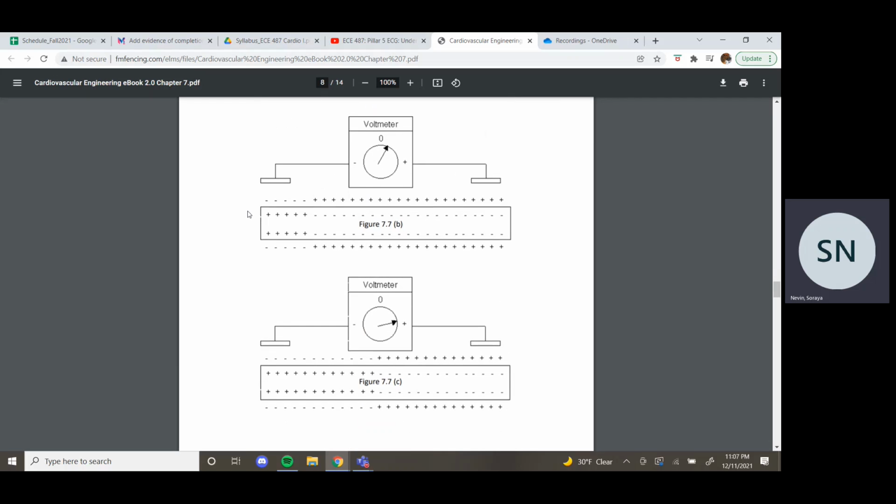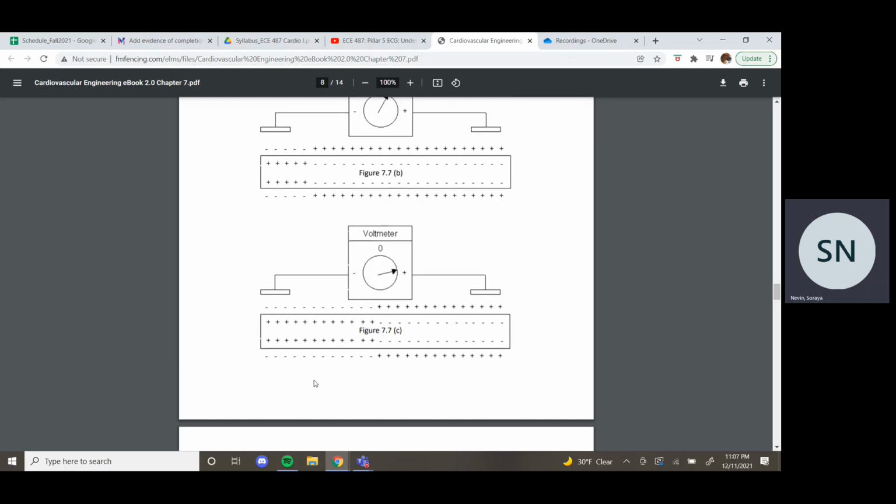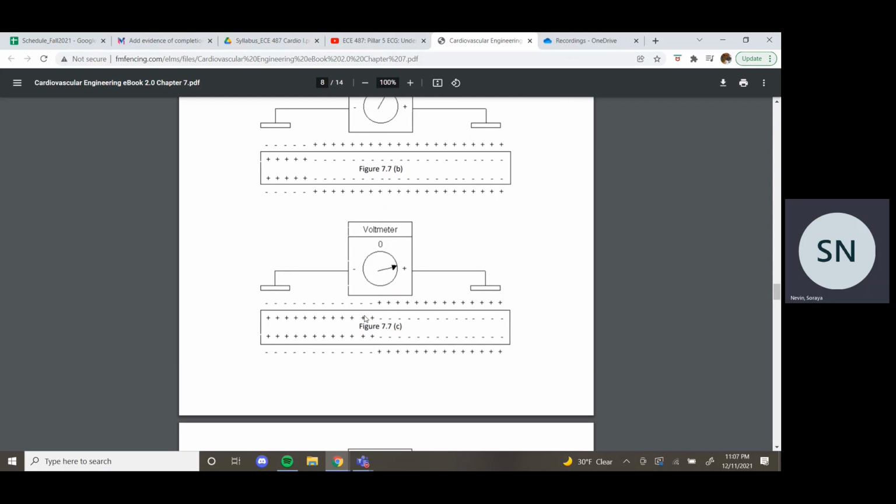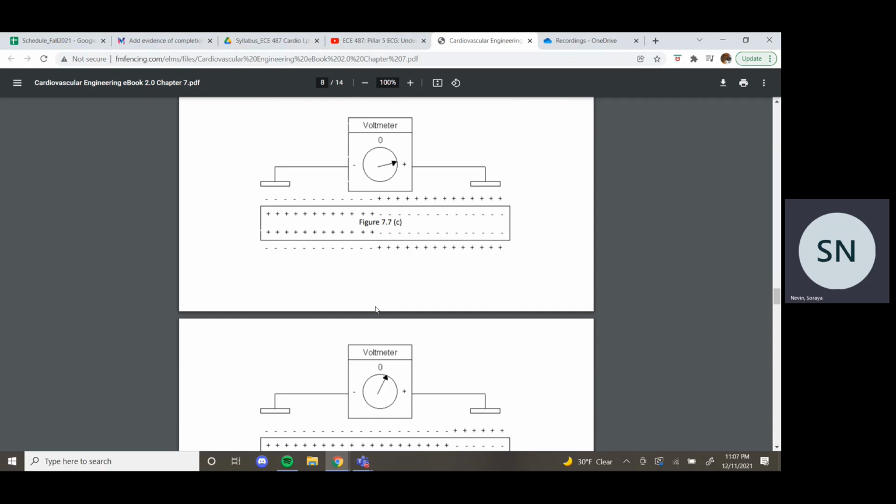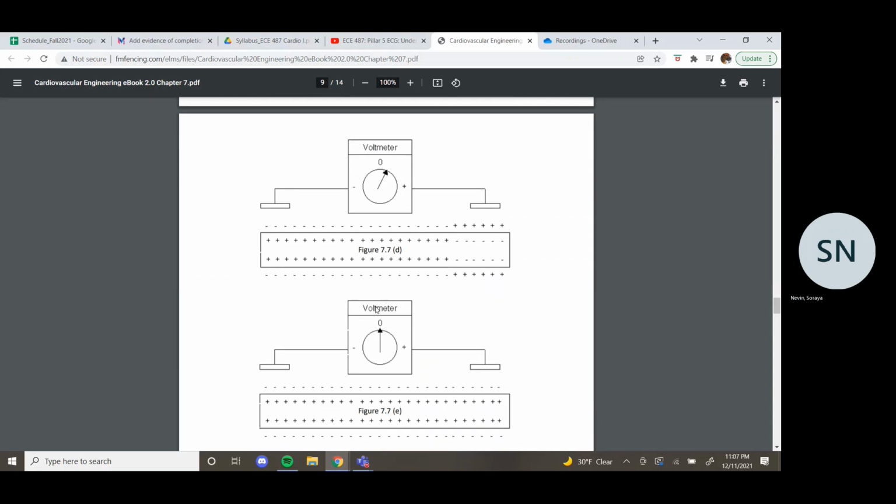As depolarization occurs or the wavefront moves across the cell, we'll start to get negatives on the left side here. So we'll have a slight deflection. As the wavefront continues to move across the cell, we'll have half positive, half negative, so we'll have max deflection. Then as it continues to move across and we have more negatives, the difference between the positive and negative electrodes starts to decrease, so the voltage decreases.